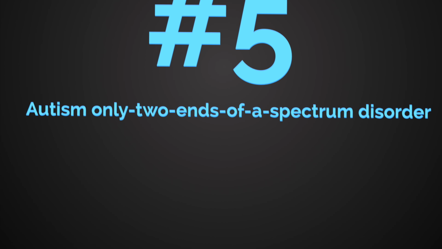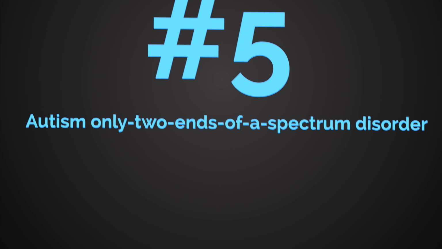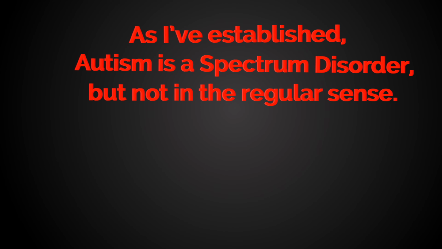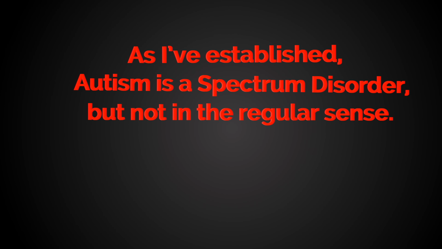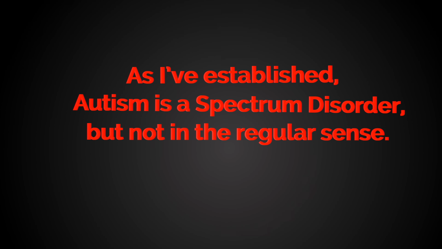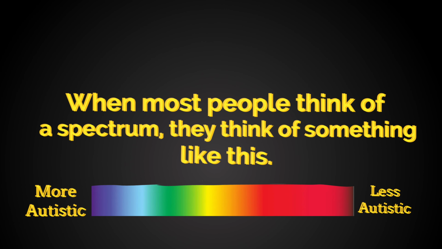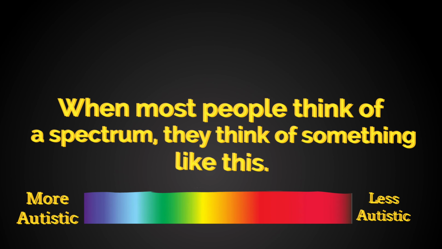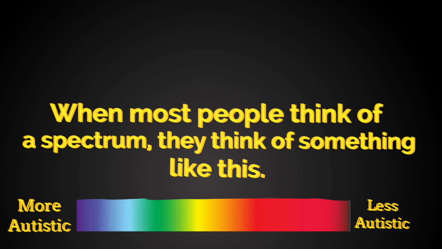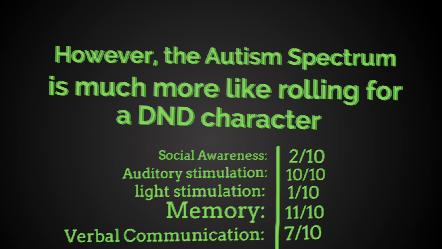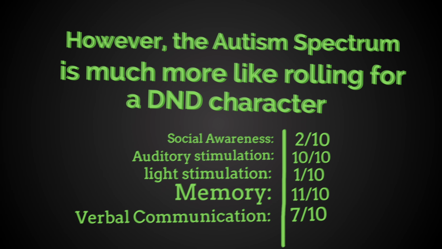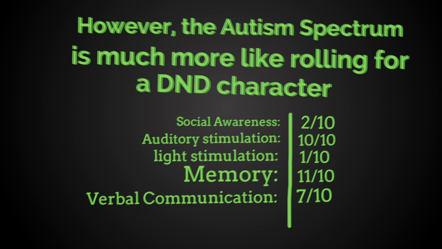Number 5. Autism is only two ends of a spectrum disorder. As I've established, autism is a spectrum disorder, but not in the regular sense. When most people think of a spectrum, they think something like this. More autistic or less autistic. However, the autism spectrum is more like rolling for a D&D character.